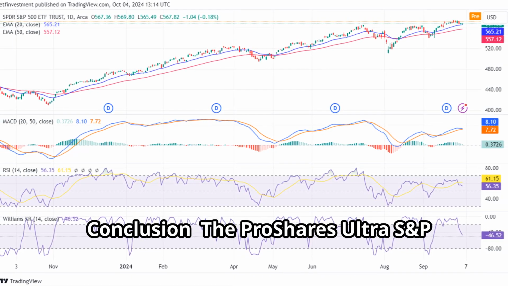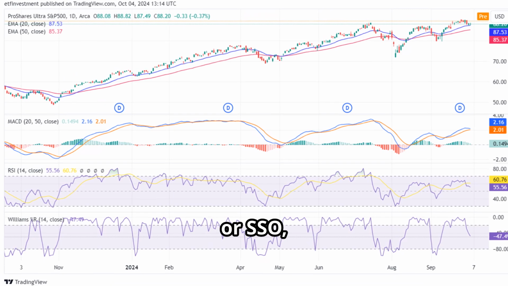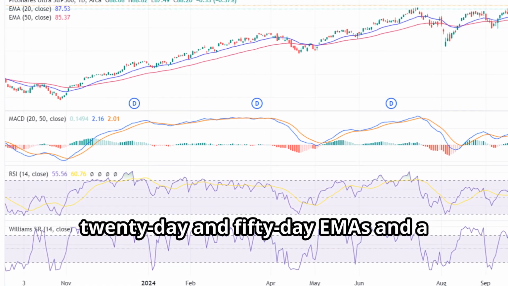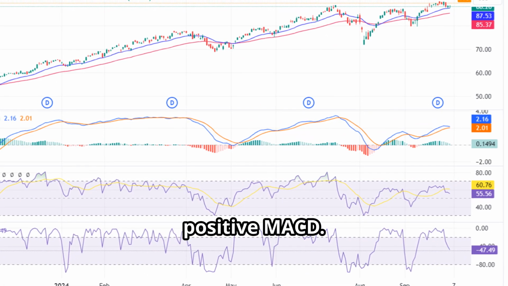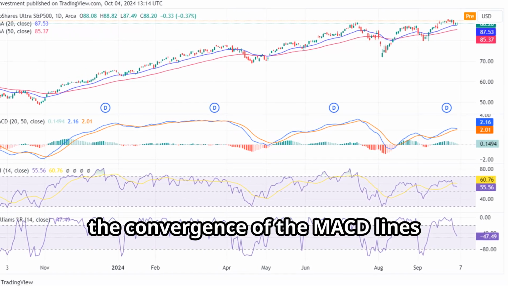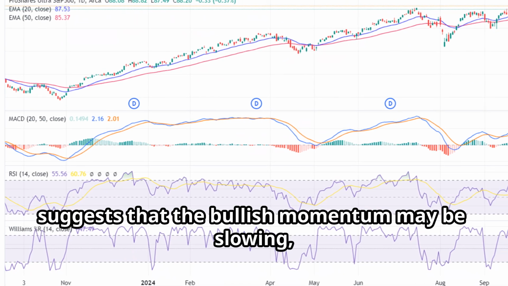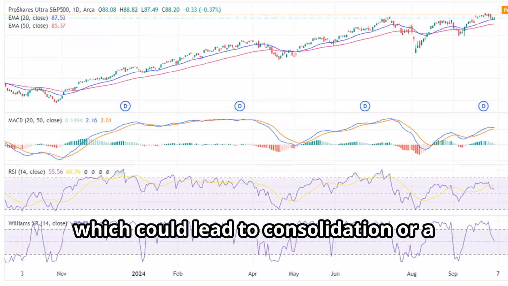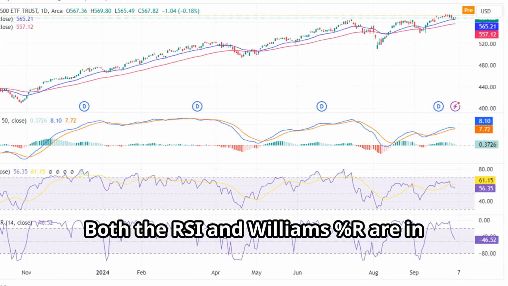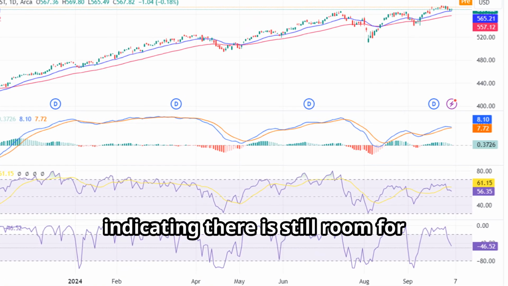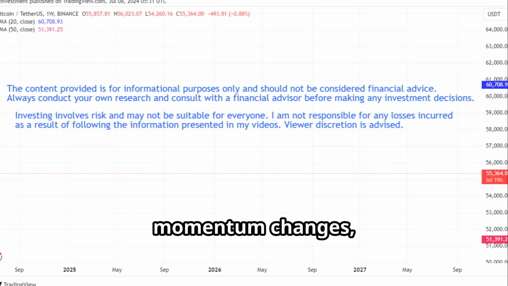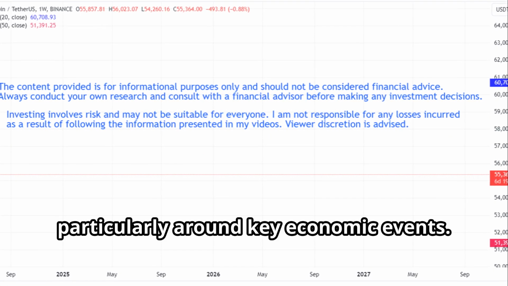Conclusion: the ProShares Ultra S&P 500, or SSO, remains in a bullish trend, as evidenced by the price above both the 20-day and 50-day EMAs and a positive MACD. However, the convergence of the MACD line suggests that the bullish momentum may be slowing, which could lead to consolidation or a minor pullback. Both the RSI and Williams %R are in neutral zones, indicating there is still room for further gains, but traders should watch for signs of momentum changes, particularly around key economic events.